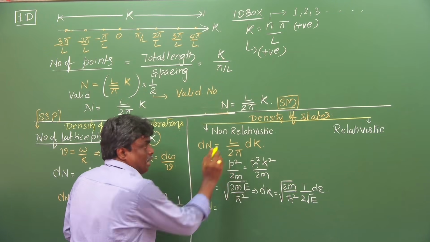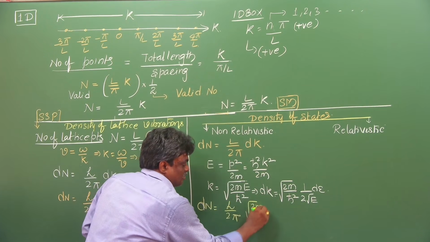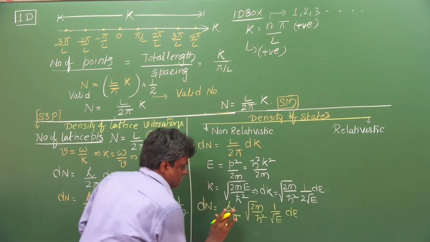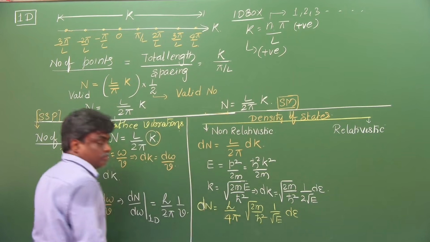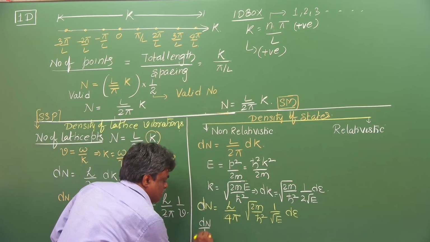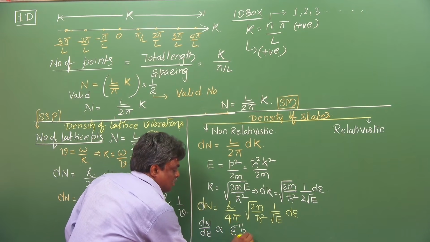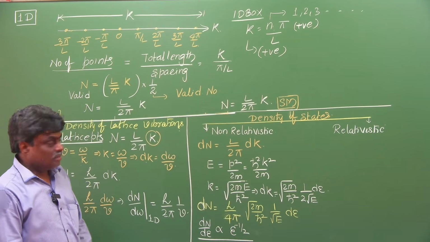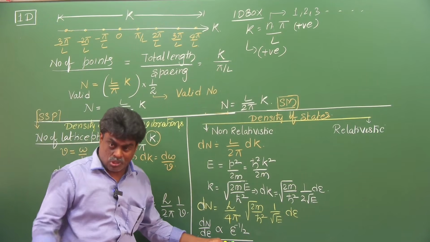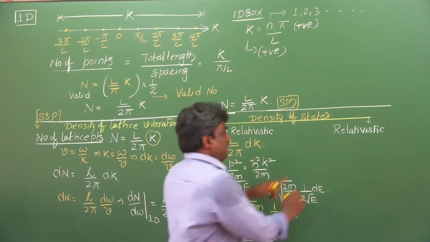dn equal to, are you listening? L by 2 pi dk. Any doubts? And dn by dE. This is what? Density of states is proportional to how much? E raised to, for non-relativistic one dimension density of states proportional to e raised to minus 1 by 2. Any doubts here?